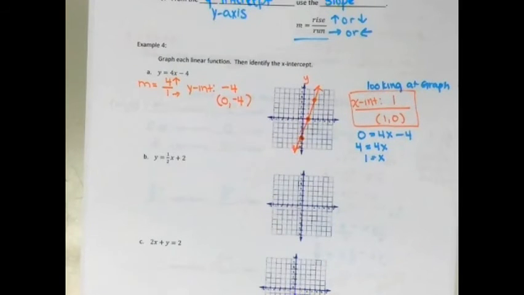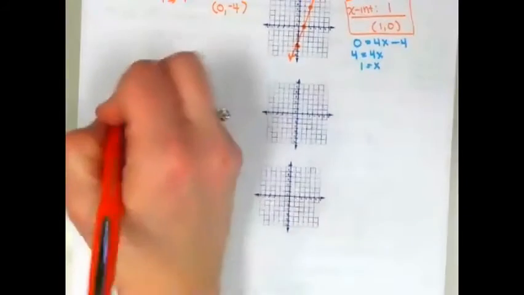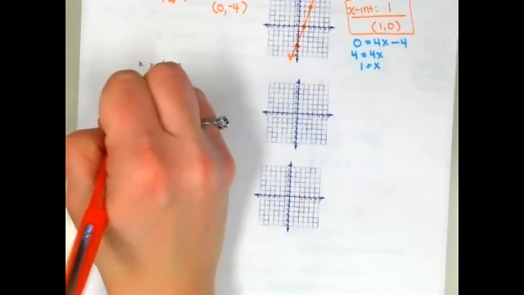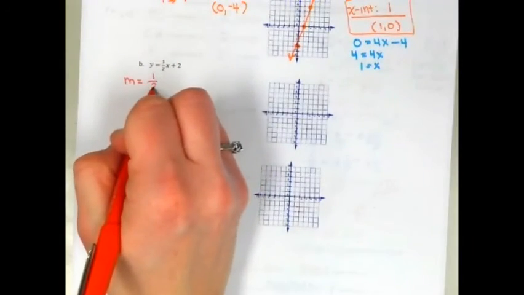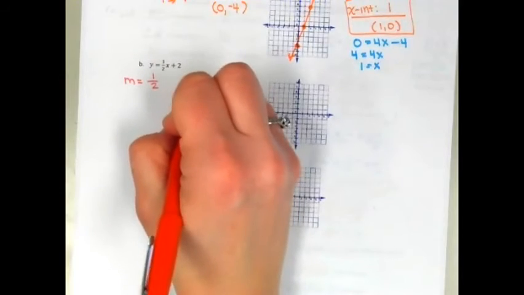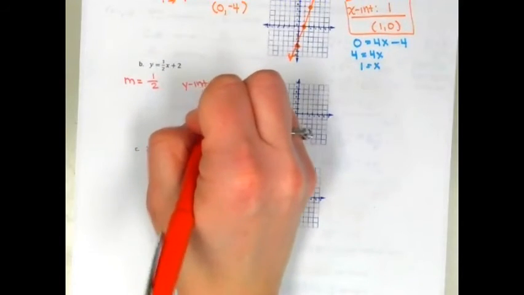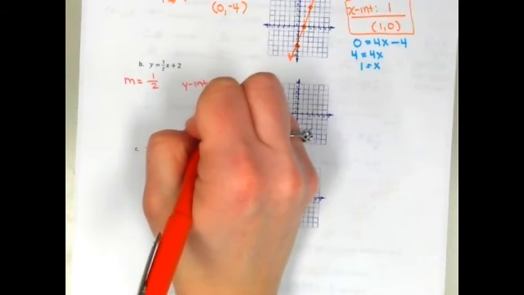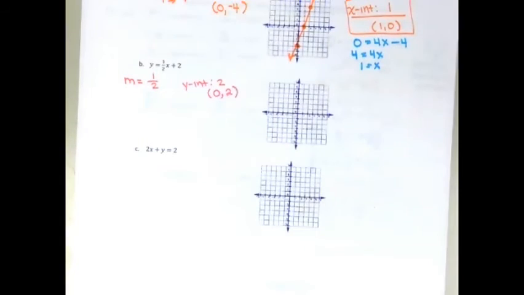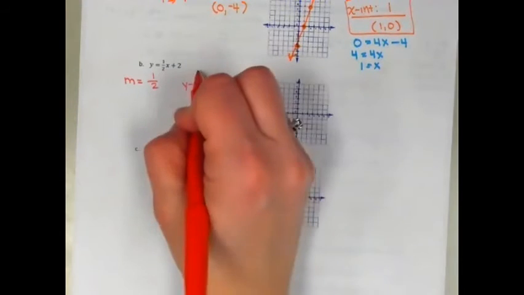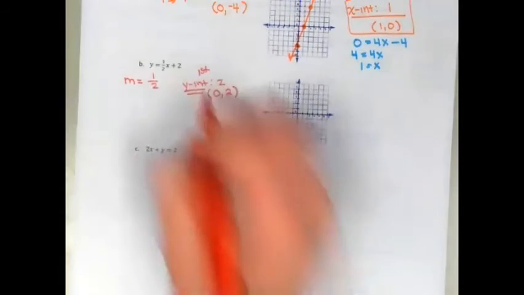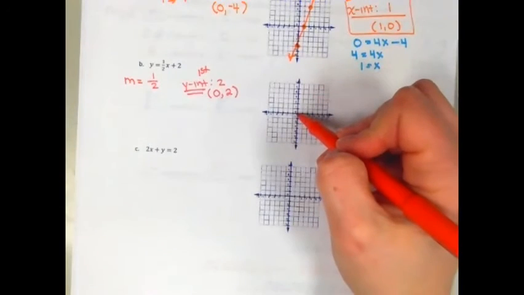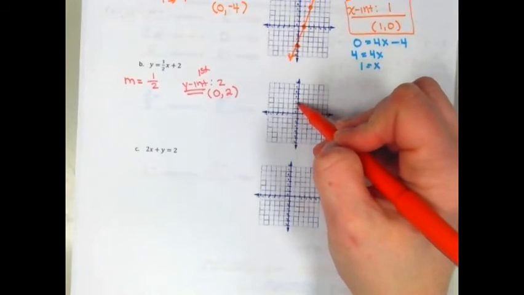Are we in slope-intercept form here? Yeah, that's nice. So what's my slope? 1/2. And what's my y-intercept? 2, which is (0, 2). So again, what do I graph first? The y-intercept. So I'm going to go (0, 2). On the y-axis, I'm going to put a point at 2.